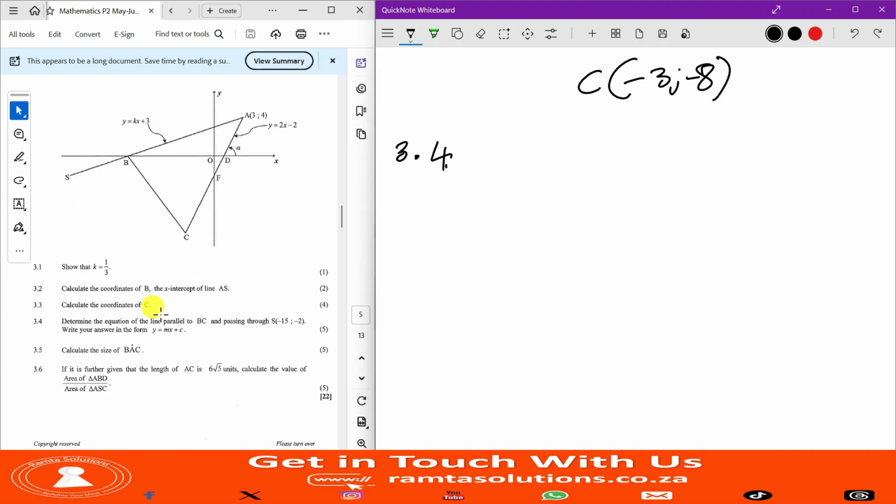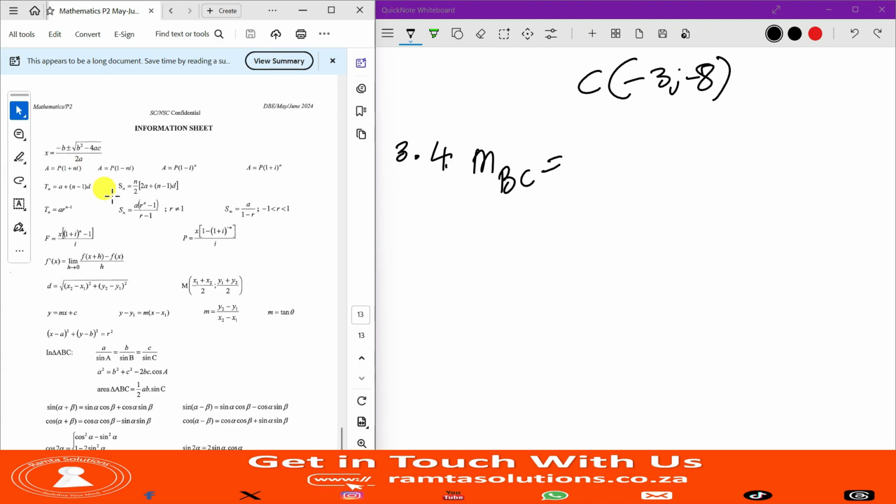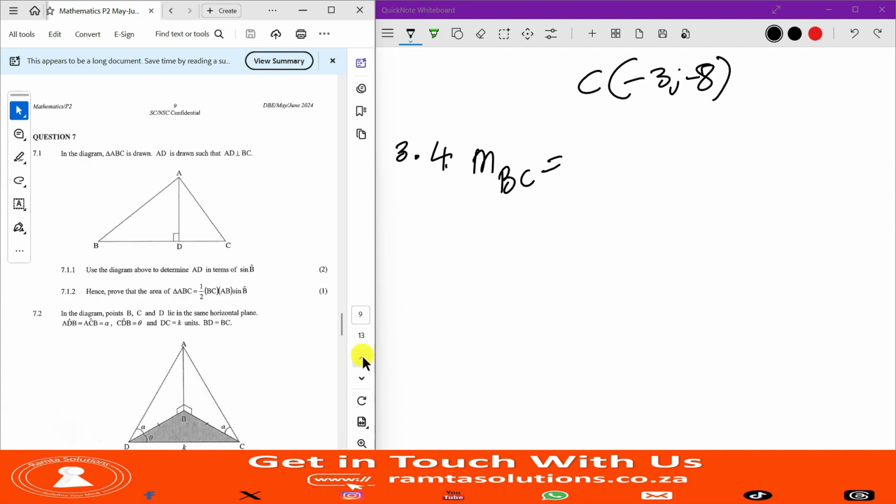So we will need to find the gradient of BC. If you do not know the equation of the gradient, you go to the back of your question paper, you will find it. Let me quickly go there to show it to you. Here it is. Do you see it? Perfect. Now let's come back.